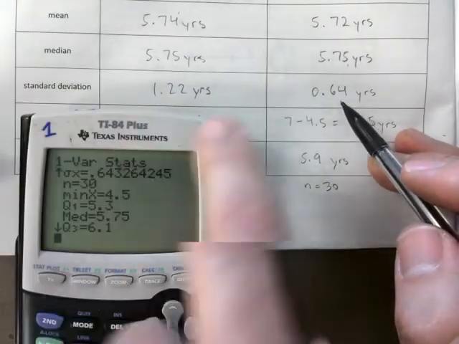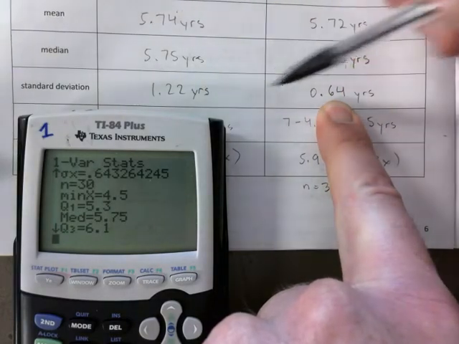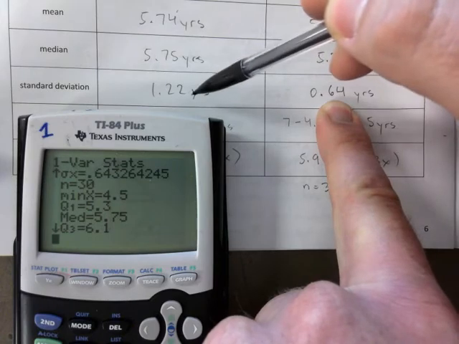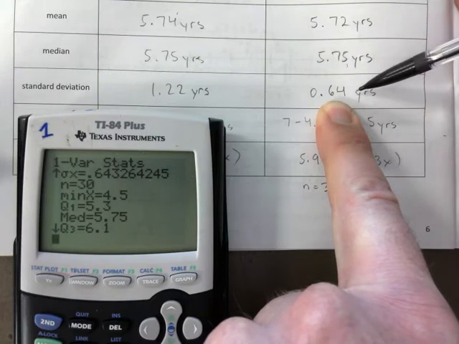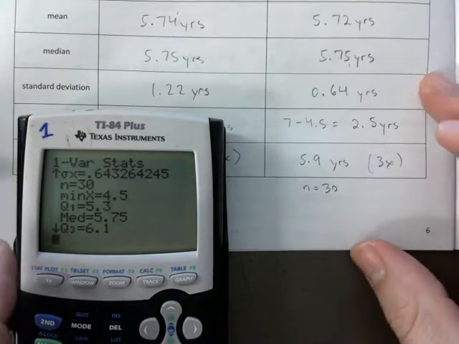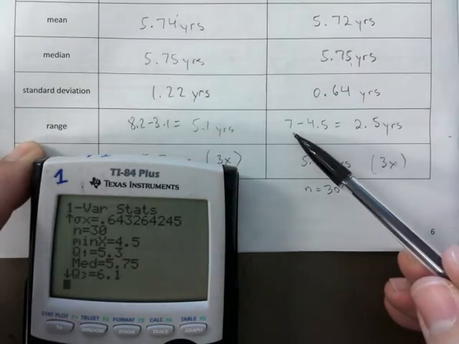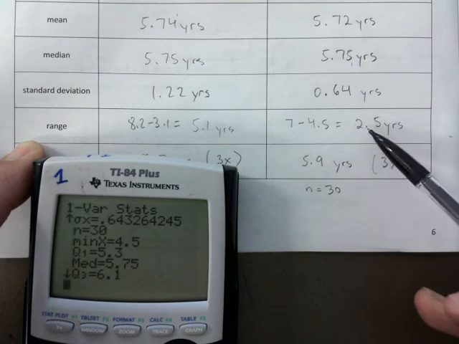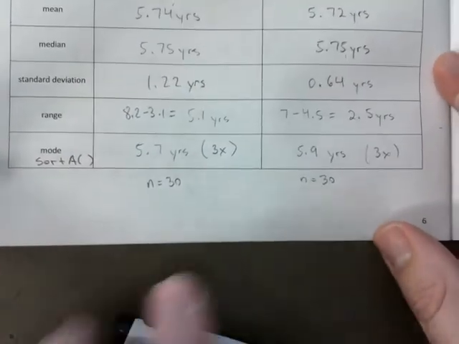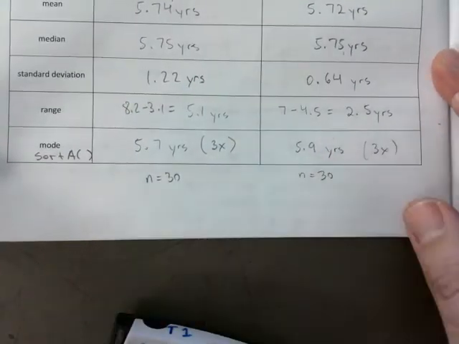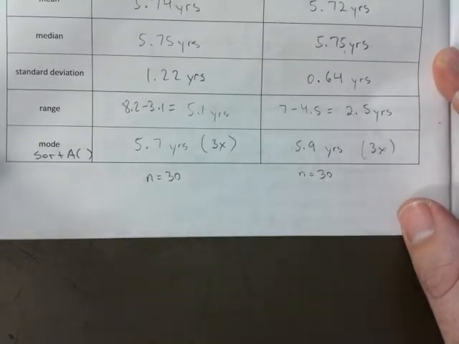Watch this, the standard deviation is about half of the previous. So now it makes more sense to us. I don't know what that really means by itself, but if I compare it to another brand, this one is more consistent, right? Because it has a smaller standard deviation, so that's good. And you should also have noticed that the range, if you subtract the max and the min, is smaller. At least I hope so. And the mode was 5.9 years, which showed up 3 times as well. Just happens to be the case, okay?